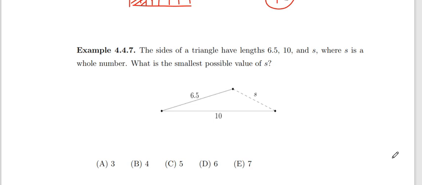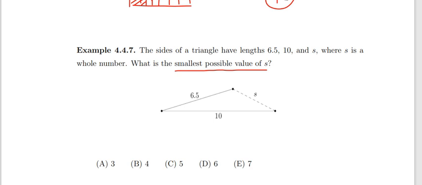So this problem says we have a triangle. We know two sides. This side is 6.5. That one is 10. So the third side is 8. So we can find what is the maximum value or smallest value of this side.